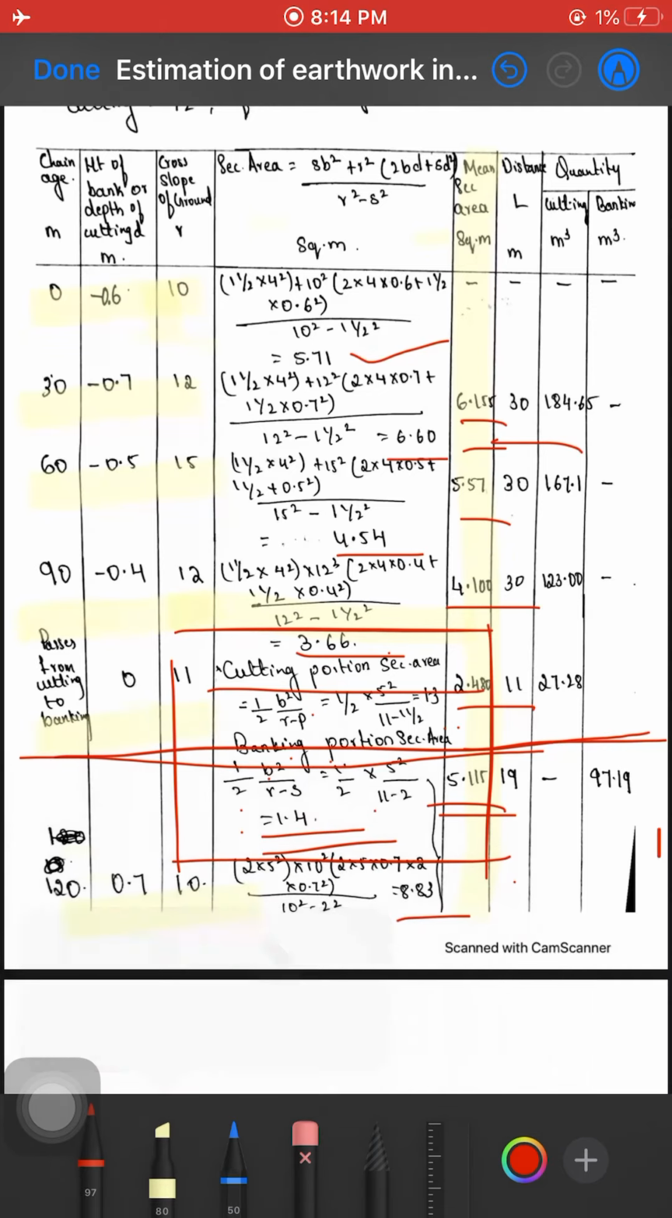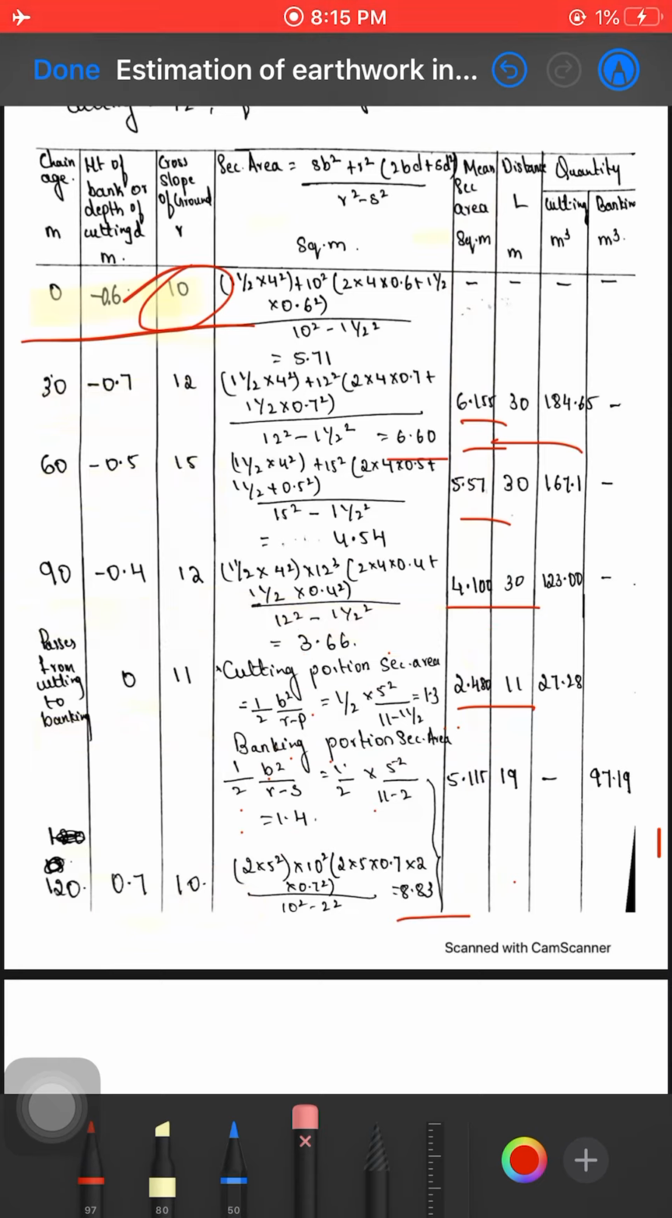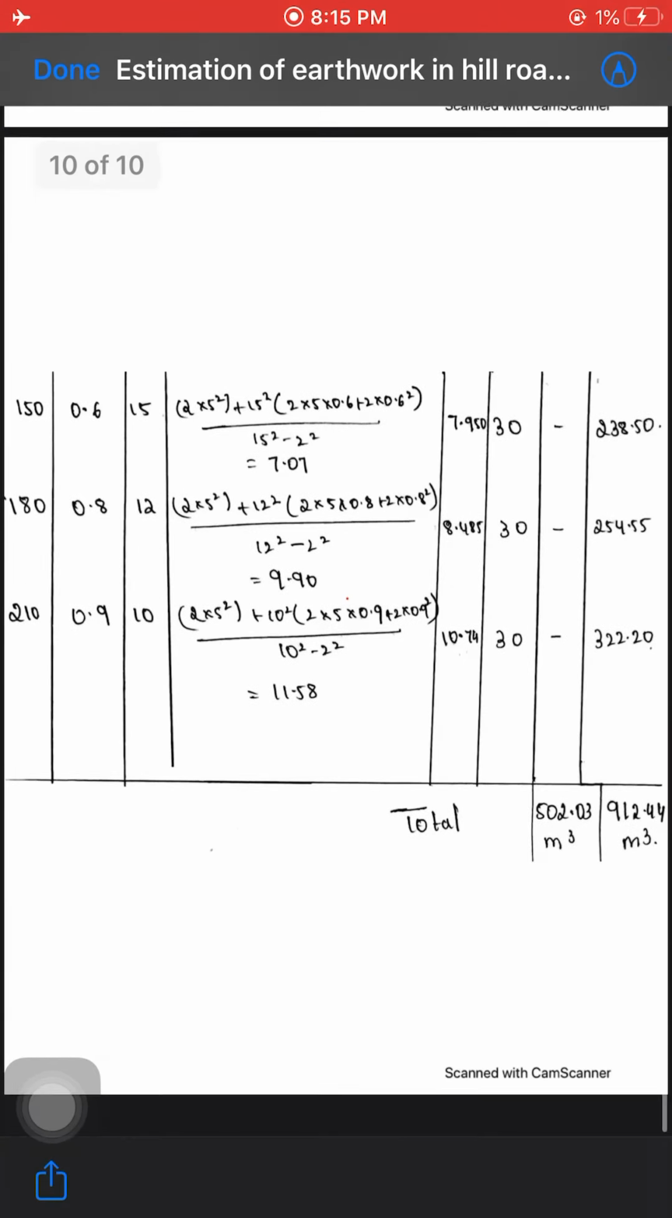Okay, for example, for the first chainage it will be s b square plus r square, where r will be 10. For the next chainage r will be 12. Okay, similarly you have to consider the varying cross slopes also. So after multiplying the mean sectional area and the distance, you get the quantities in cutting and the quantities in banking. So after getting the quantities, you need to assume suitable rates and calculate the abstract. Prepare the abstract of these quantities.